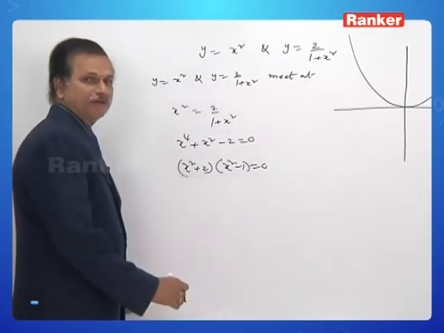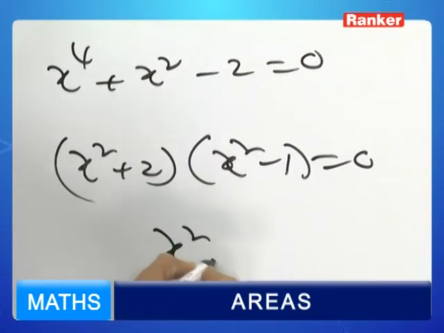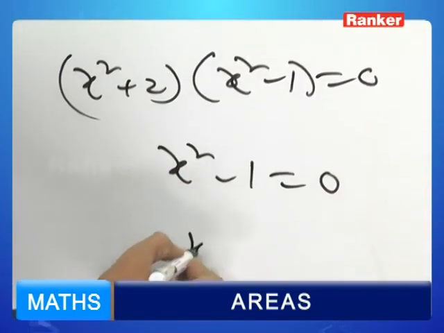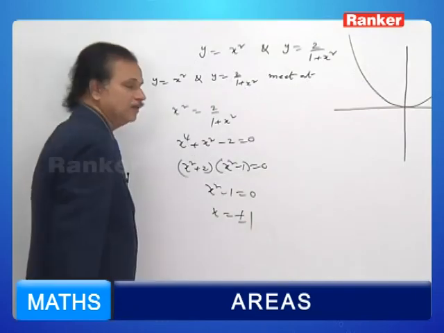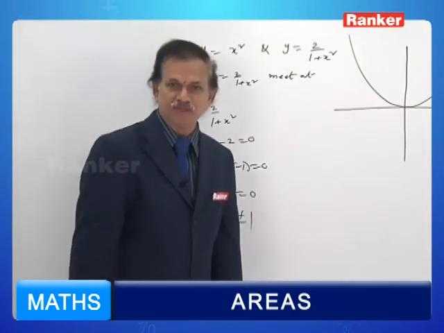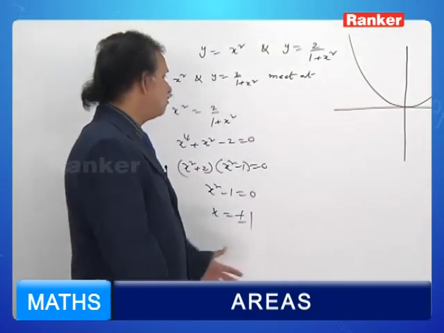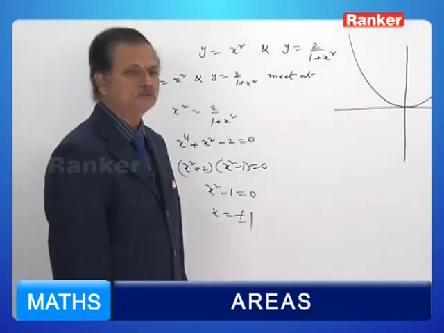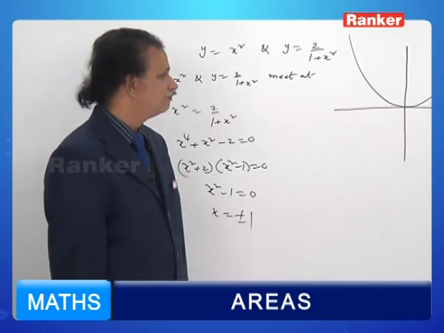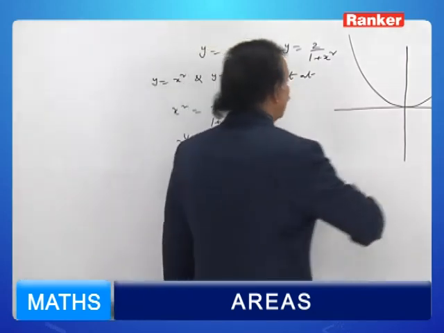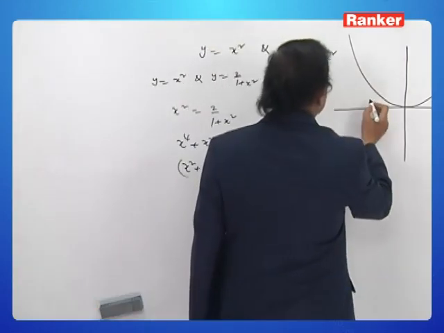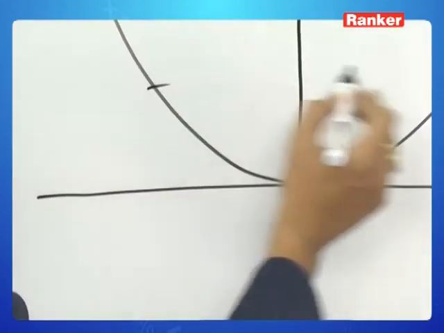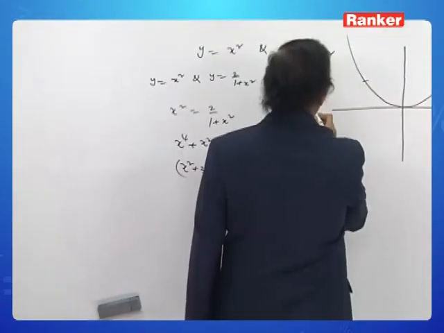Therefore, this cannot happen. So what should happen? X square minus 1 is equal to 0. That is x is equal to plus or minus 1. We are happy. Why? Because we could have known the points at which those two given curves do meet. Well, therefore, we can imagine like this. So this is minus 1 and 1, you see.